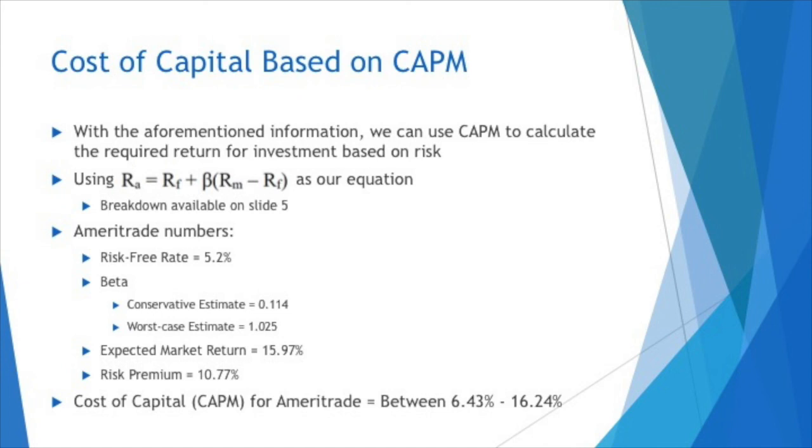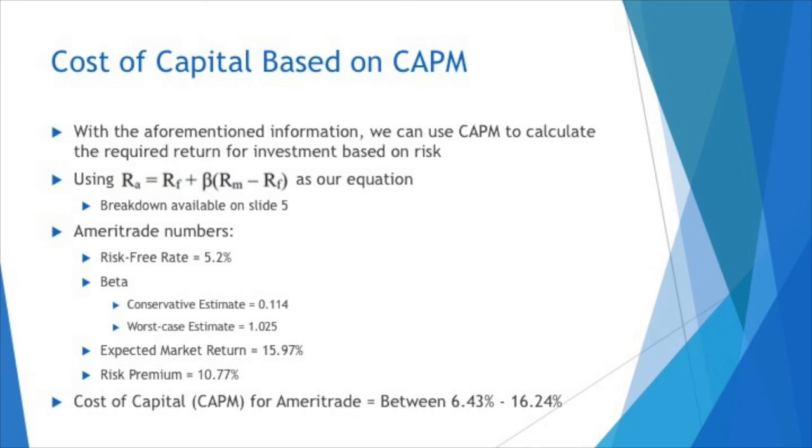Using all of these figures, we can see that the cost of capital for Ameritrade is going to be somewhere between 6.43% and 16.24%. This potential cost of capital ranging from 6 to 16% provides CEO Joe Ricketts with additional data to compare against the estimated returns on the project.